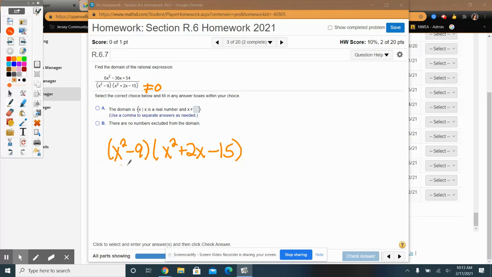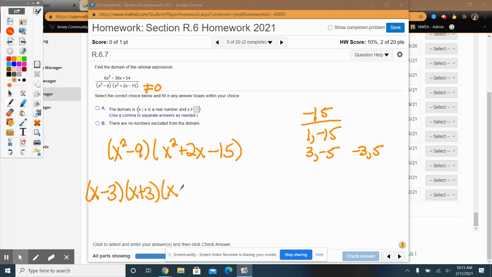So you have to be good at recognizing this, guys. That's x squared minus 9, a difference of two squares. That's the same thing as x minus 3, x plus 3. This one you would have to guess and check with your list of -15 and 1, and -5 and 3. That gives me -2, so I'd have to change the signs to -3 and +5.